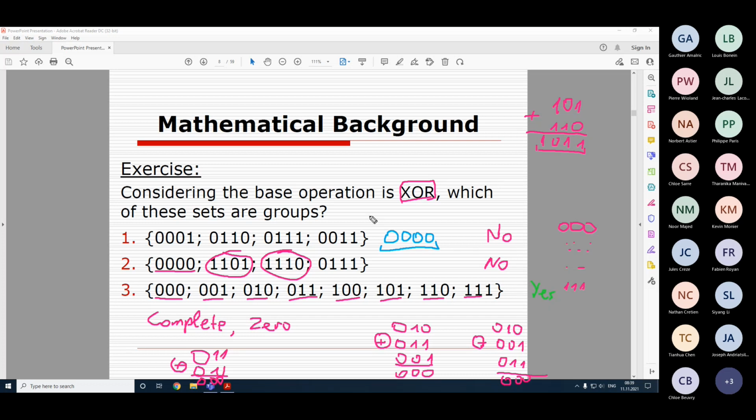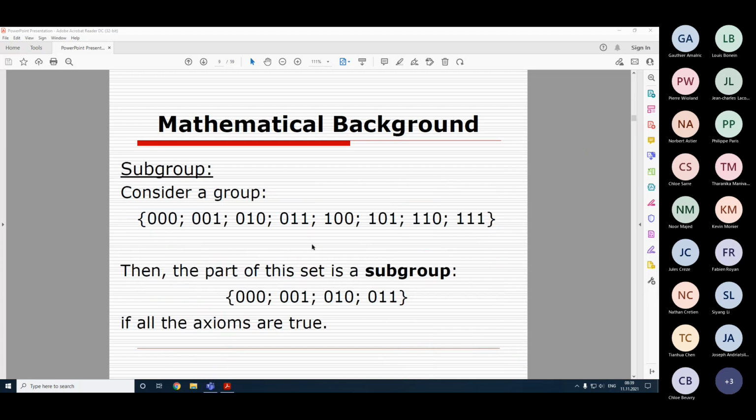So hopefully now you understand what the requirements are for a set to be called a group. And as you can imagine, most probably when we design a group code, then the set of all the combinations will be a group. And that is indeed true. But let us go further. It turns out that in this group, which we have now proven to be a complete group, we can select a subgroup.